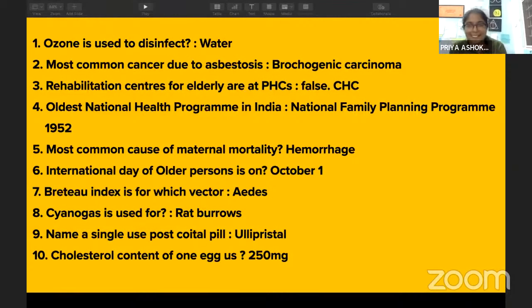Anemia is, of course, a factor, but hemorrhage is the most common cause, like postpartum hemorrhage. Then International Day of Older Persons is on October 1st. Brito index is for EDs. You told EDs first, no? Yeah, I'll consider it. You told Qlex next, but anyhow.